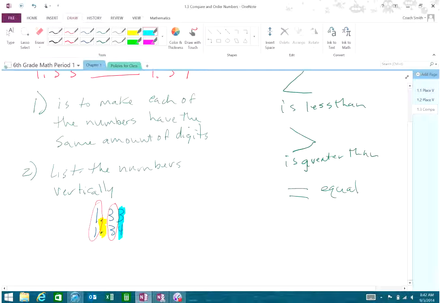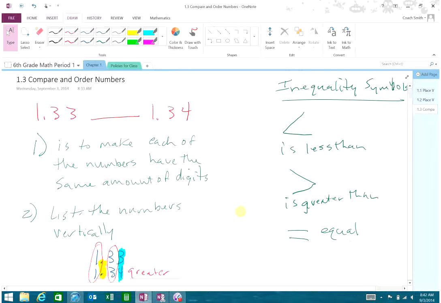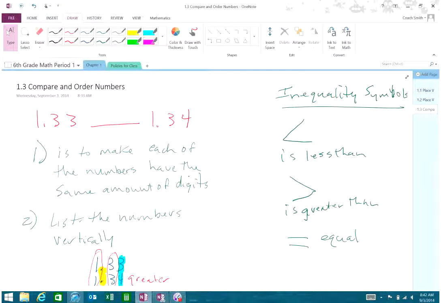3 and 4. Okay? Now, obviously, this is a fairly simplistic example. Which is larger, 3 or 4? 4. Okay? So this number is greater than the 1.33. Okay, having said that, then what I need to put in the answer blank is the less than sign.